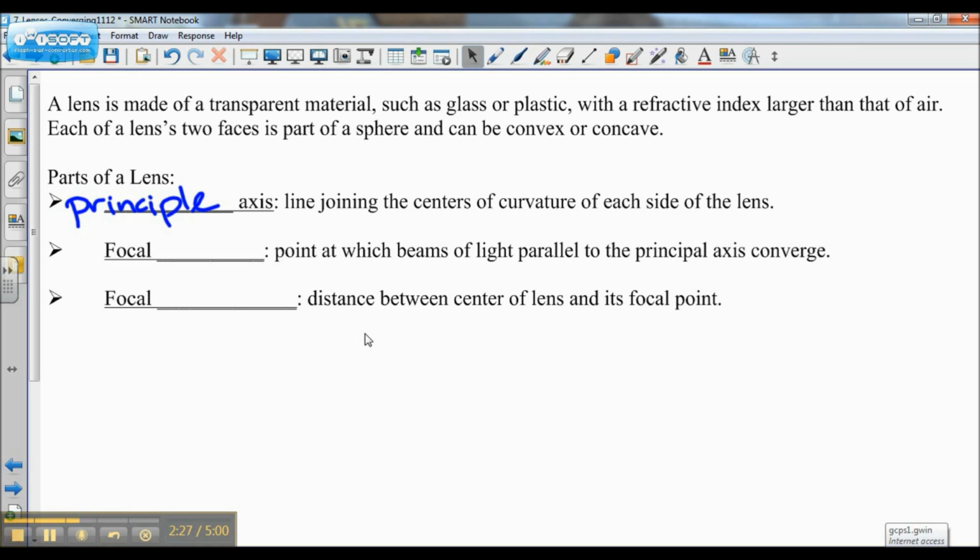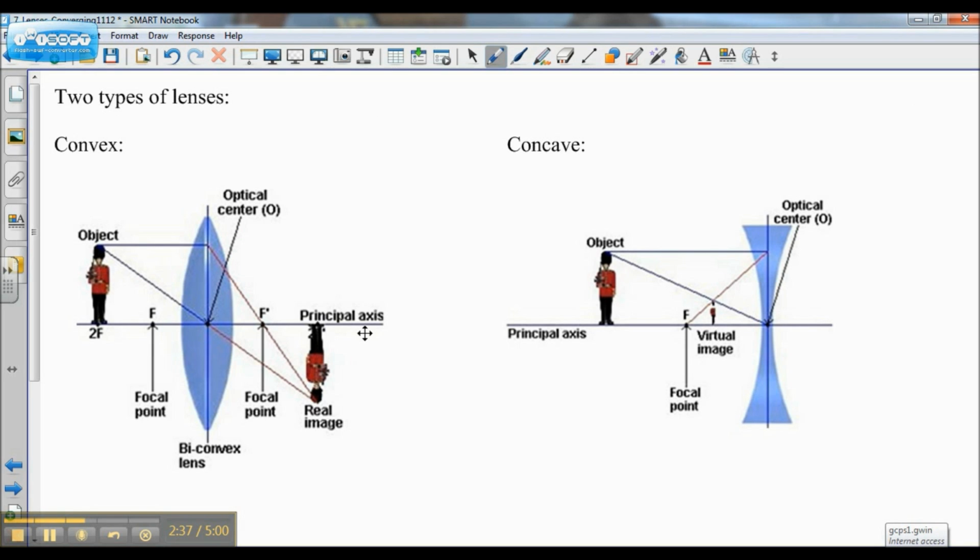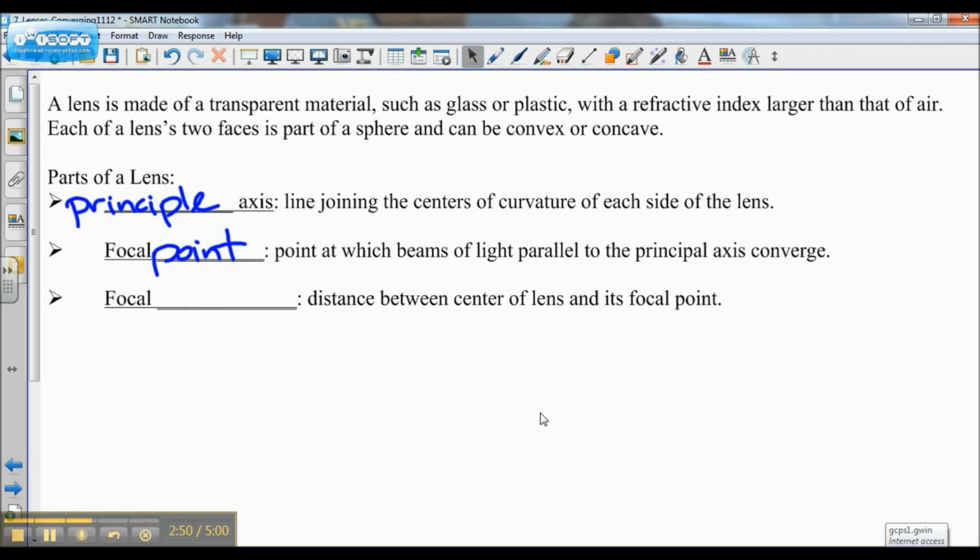The focal point is the point at which beams of light will converge. And so if you go back to here, the focal point is marked by F. So F and F prime. Here it's just F. F is the focal point. This is where all light rays will converge if they're all parallel.